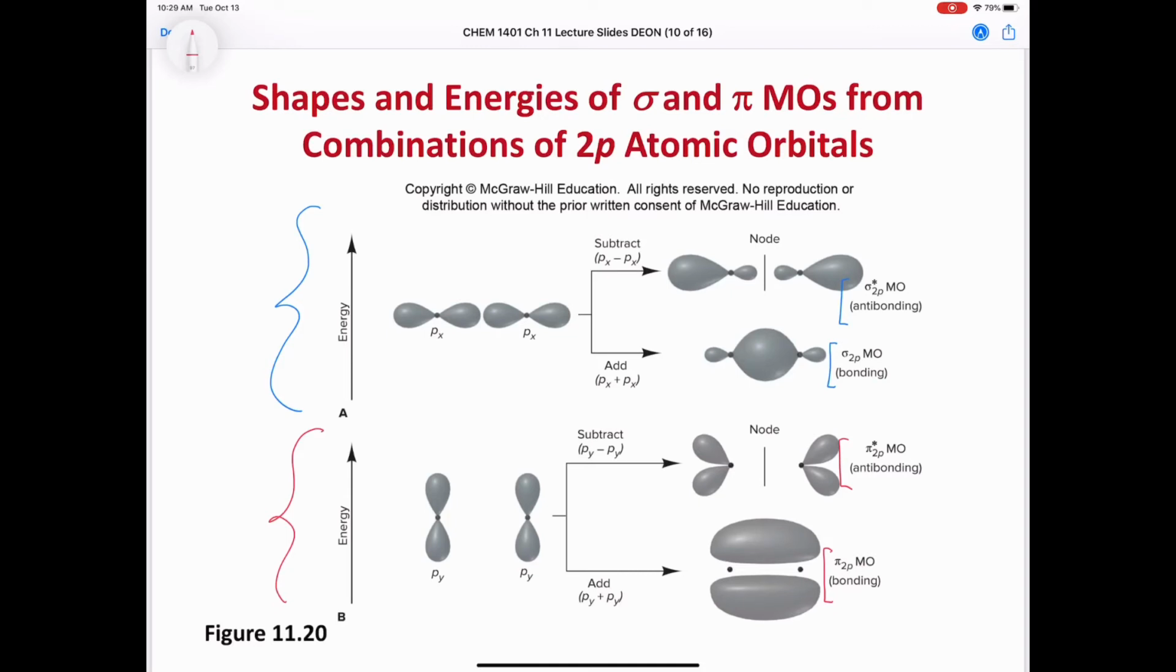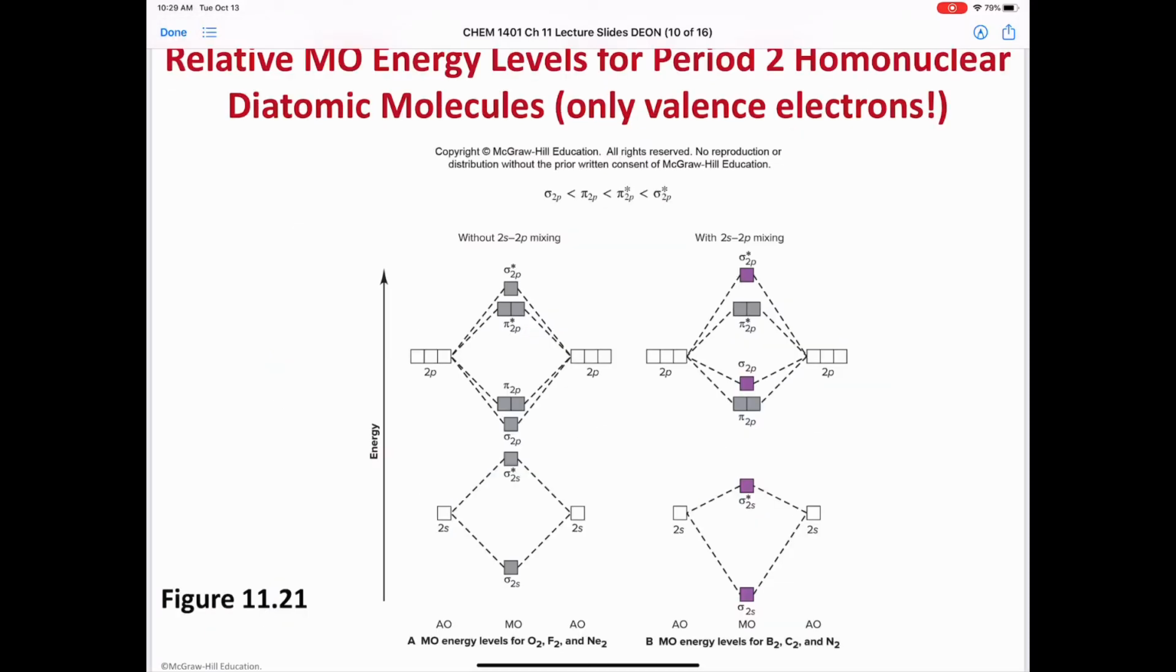The order of the energy levels for molecular orbitals, whether bonding or antibonding, is based on the order of atomic orbital energy levels and on the mode of the p orbital overlap. Molecular orbitals formed from 2s orbitals are lower in energy than molecular orbitals formed from 2p orbitals because 2s atomic orbitals are lower in energy than 2p atomic orbitals. Bonding molecular orbitals are lower in energy than antibonding molecular orbitals. A sigma 2p is lower in energy than a sigma star 2p, and a pi 2p is lower in energy than a pi star 2p.